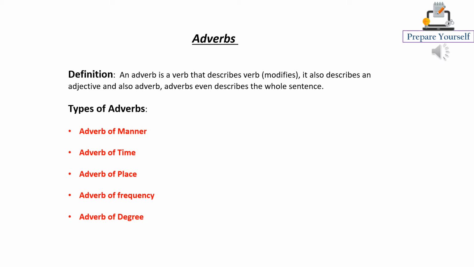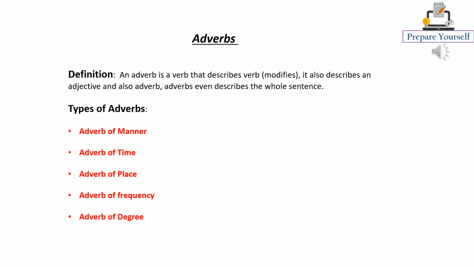Now let's have a quick look at an example. Isha is eating something. Here, eating is a verb. Now, to make the sentence in another way, I shall add an adverb. Isha is eating something slowly. Slow is an adjective. Now, the adverb is modifying the verb in this sentence.